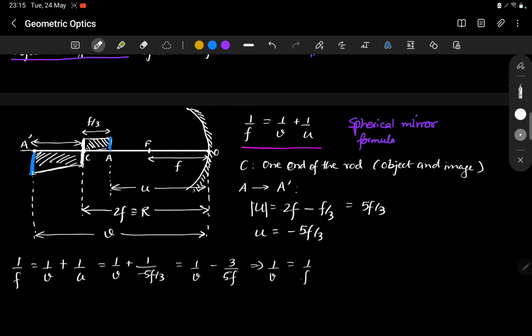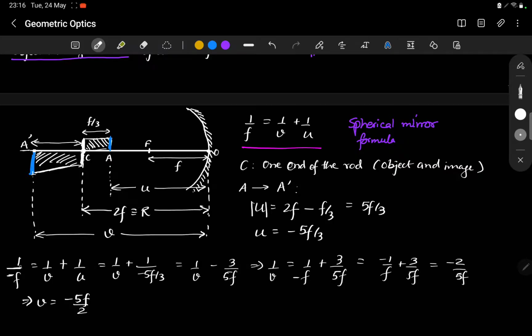Rearranging the terms, we get the following. Note that in our case, this is a concave mirror, so the focal length is also minus f from the sign convention. So we have found out the image location.